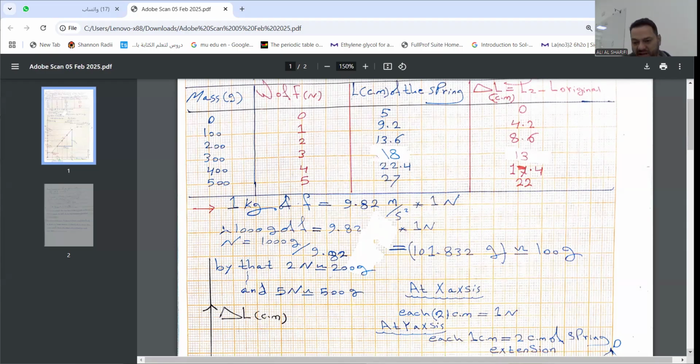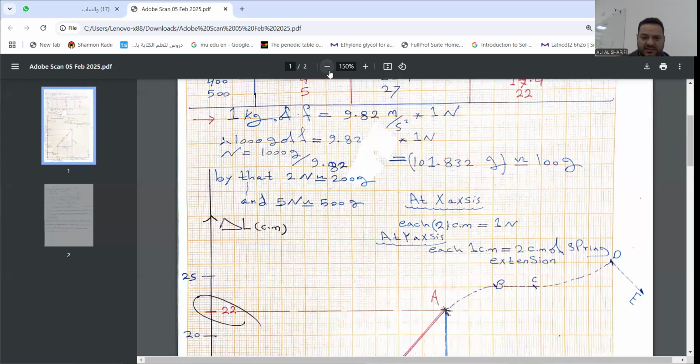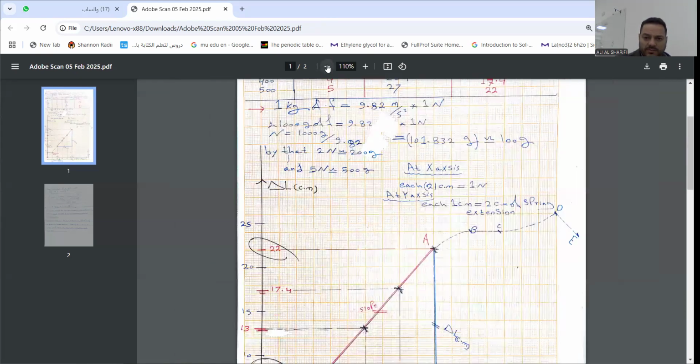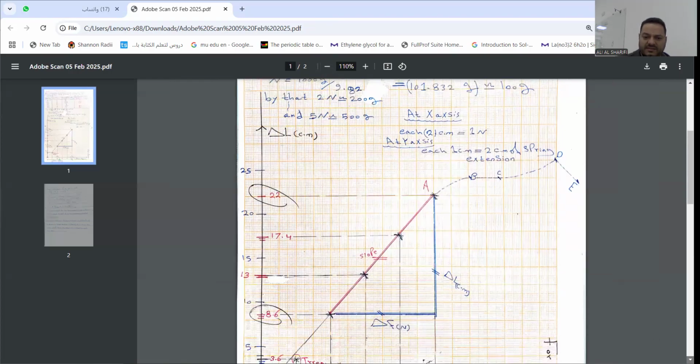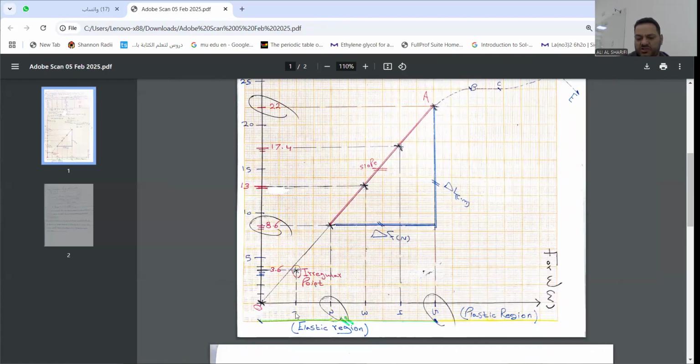Now let me go directly to the curve and the relation between delta L, the extension of the spring, at the y-axis, and the other will be at the x-axis, the force or weight in Newton units. Let me decrease the screen a little bit. Here, it's better. At the x-axis, I said let each 2 centimeters equal 1 Newton, and at the y-axis, let every 2 and a half centimeters equal 5 centimeters of stretching. And after that, 3.6, 8.6, 13, 17.4, 22 centimeters of stretching.